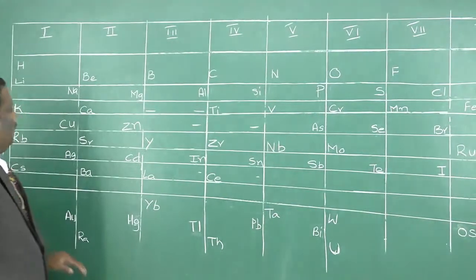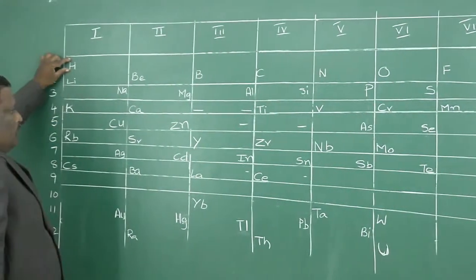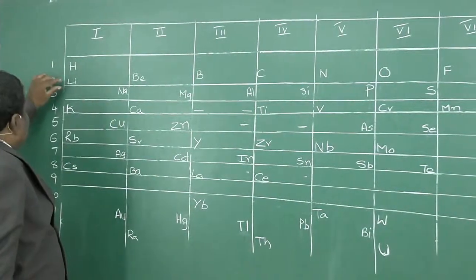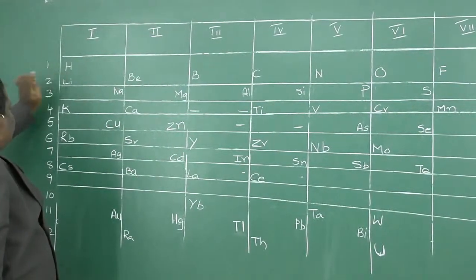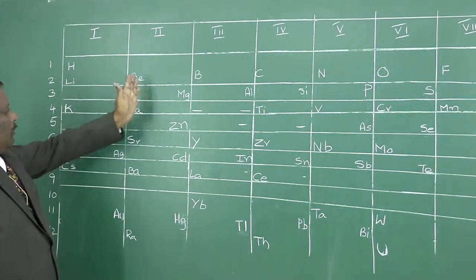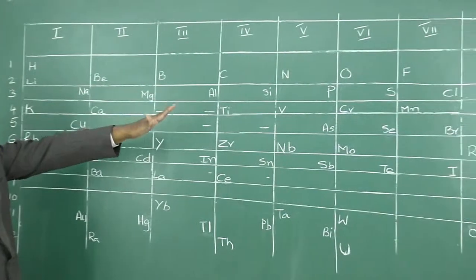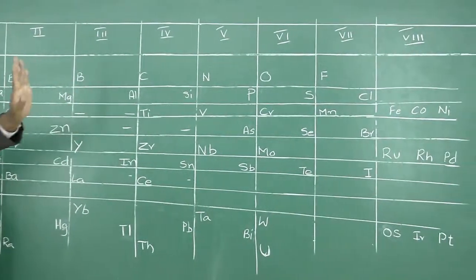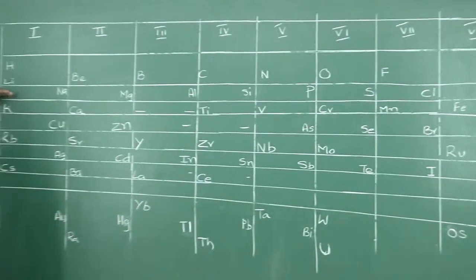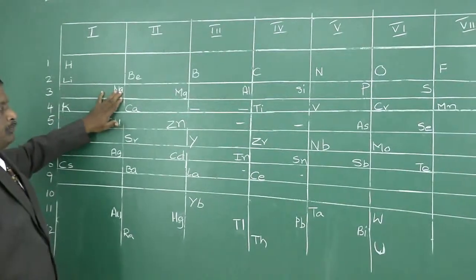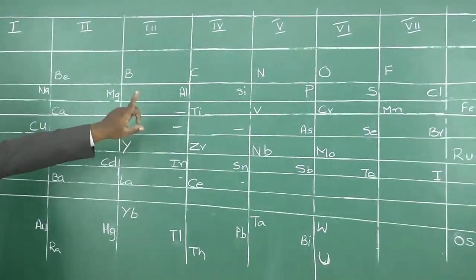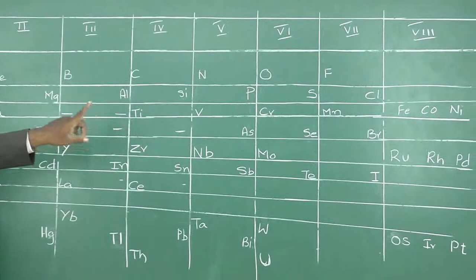In the first row, he kept only hydrogen. No other atom is present in the first row. Then he has taken lithium as the first element in the second row. Then beryllium, boron, carbon, nitrogen, oxygen and fluorine, which was kept in the 7th group. Then in the third row, he has taken sodium, magnesium, aluminium, silicon, phosphorus, sulfur and chlorine.